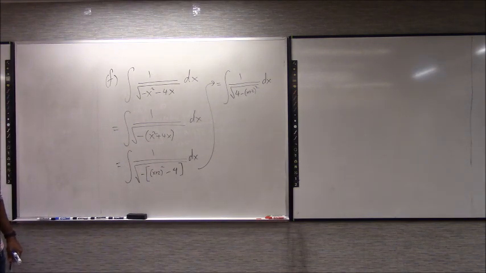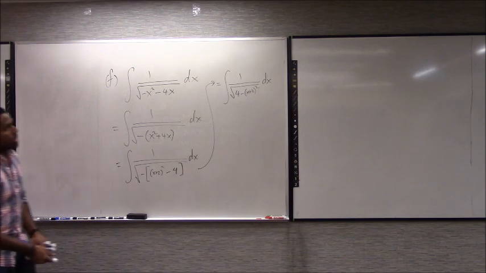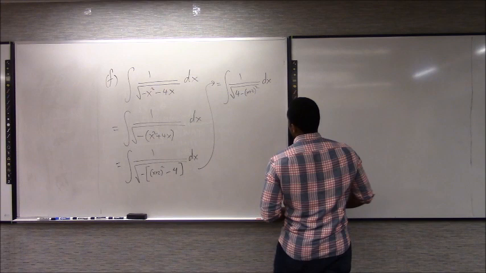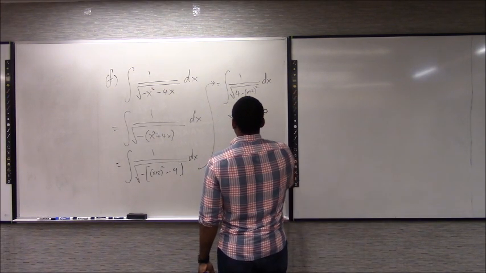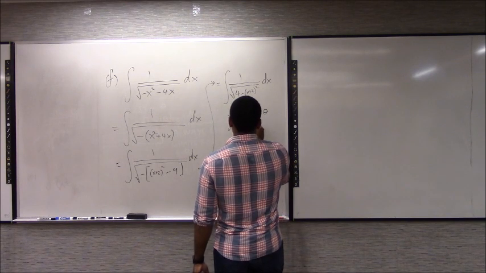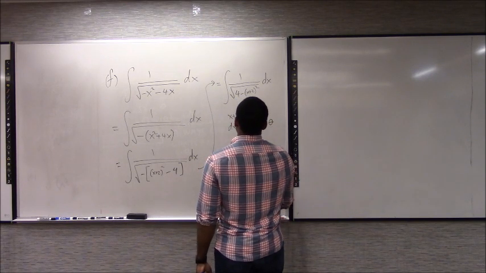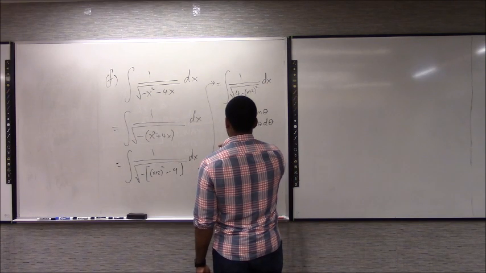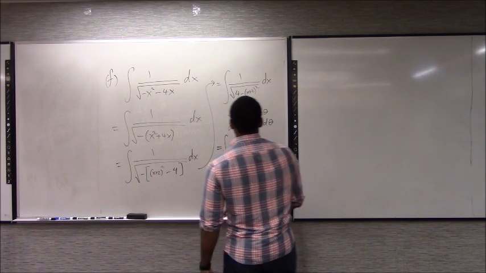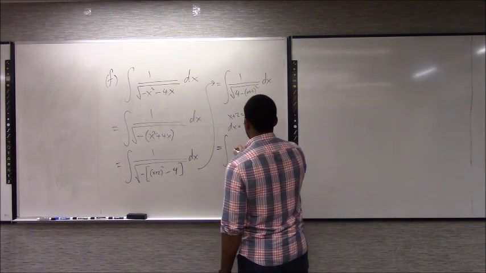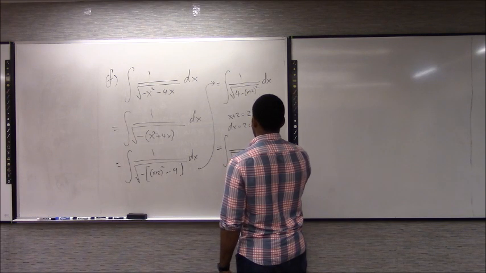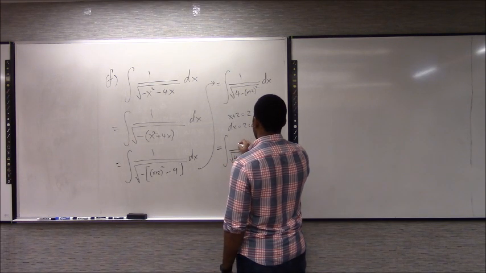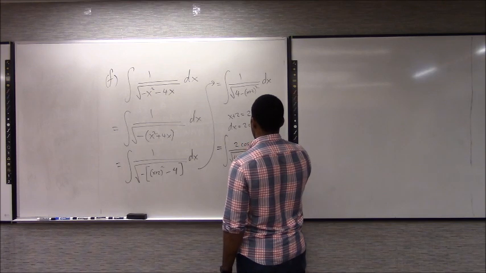Okay, so now that we've brought it to this situation, what are we going to do? x plus 2 equals 2 sine theta. This looks like the a squared minus x squared form. So we would set x plus 2 equals 2 sine theta, so your dx would be 2 cosine theta d theta. And so we would end up with, in the denominator, 4 minus 4 sine squared. In the numerator, the dx will be replaced by 2 cosine theta d theta.